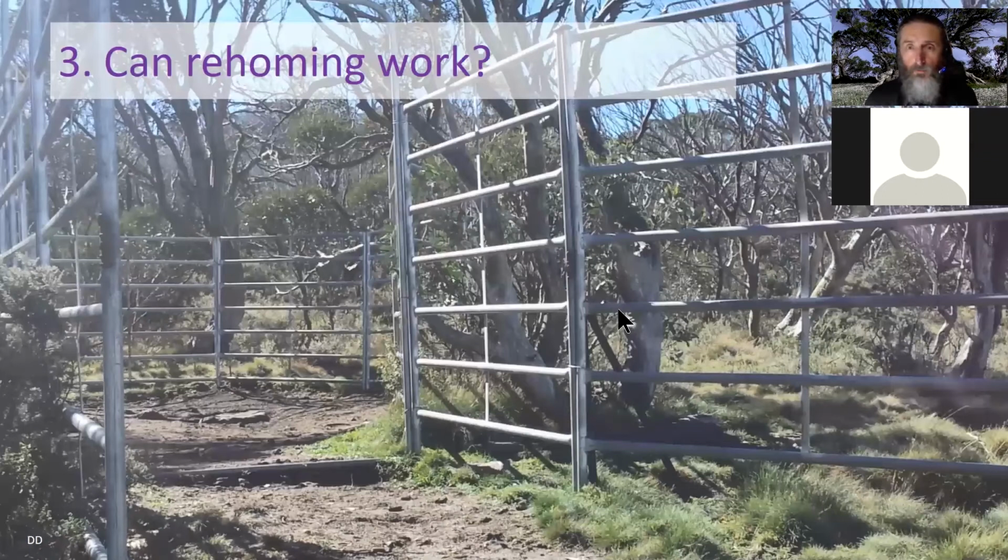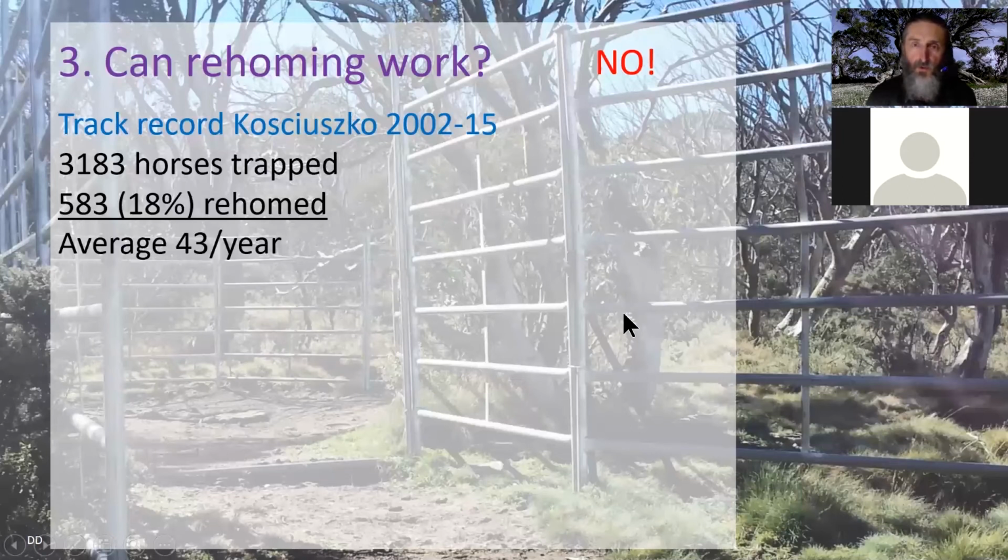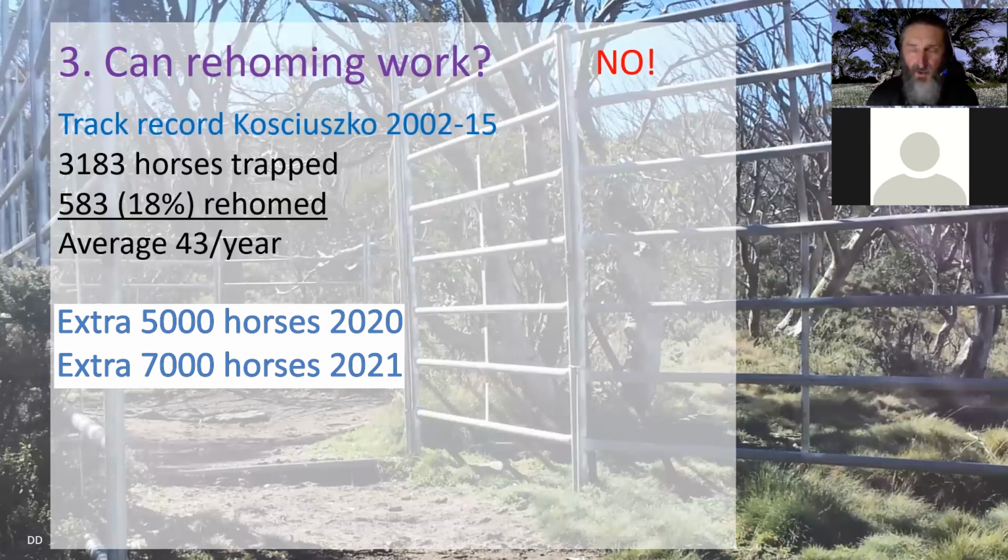Can rehoming work? Not with those numbers. The track record for Kosciuszko from 2002 to 15 for rehoming is that they trapped around 3,000 horses. 18% of those were rehomed. That averages about 43 per year. In a good year, they might have been able to rehome a couple of hundred at best. But we're talking an extra 5,000 horses in 2020 and an extra 7,000 in 2021 if we don't do anything.